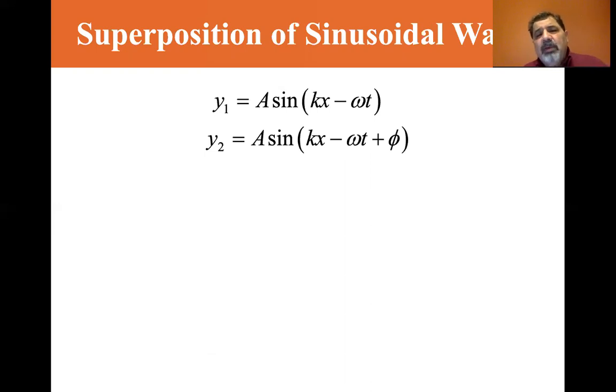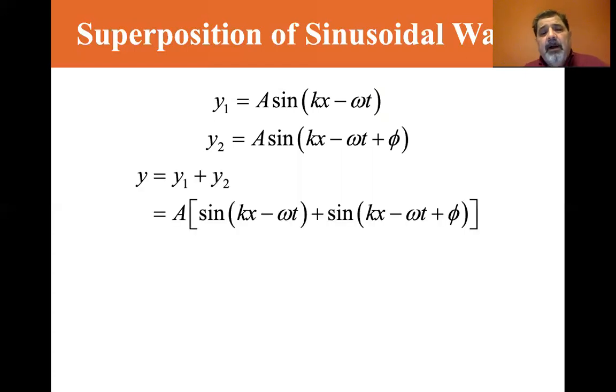So y1 is a sine kx minus omega t. y2 is equal to a sine kx minus omega t plus some phase angle phi. So the addition y is equal to y1 plus y2. Using the distributive property, the a comes out and we have sine kx minus omega t plus sine kx minus omega t plus phi.